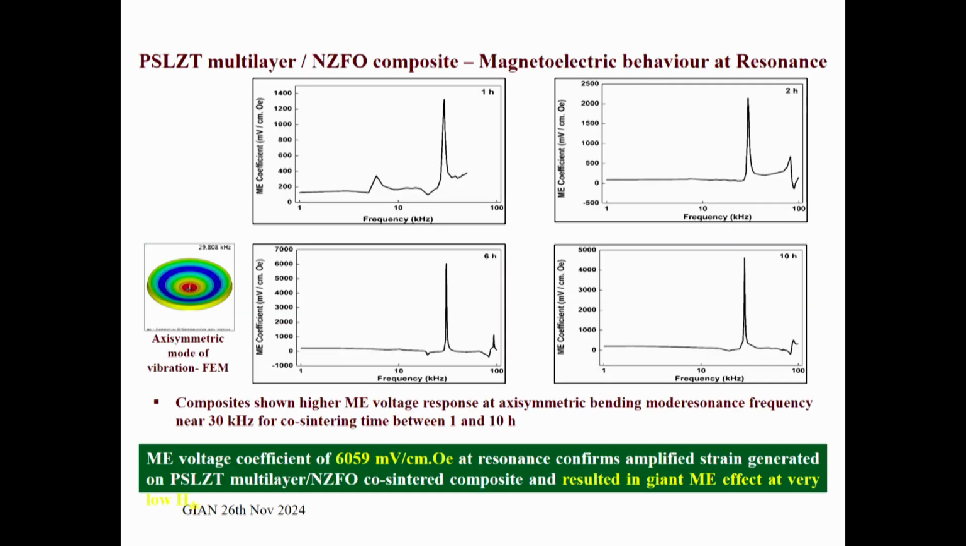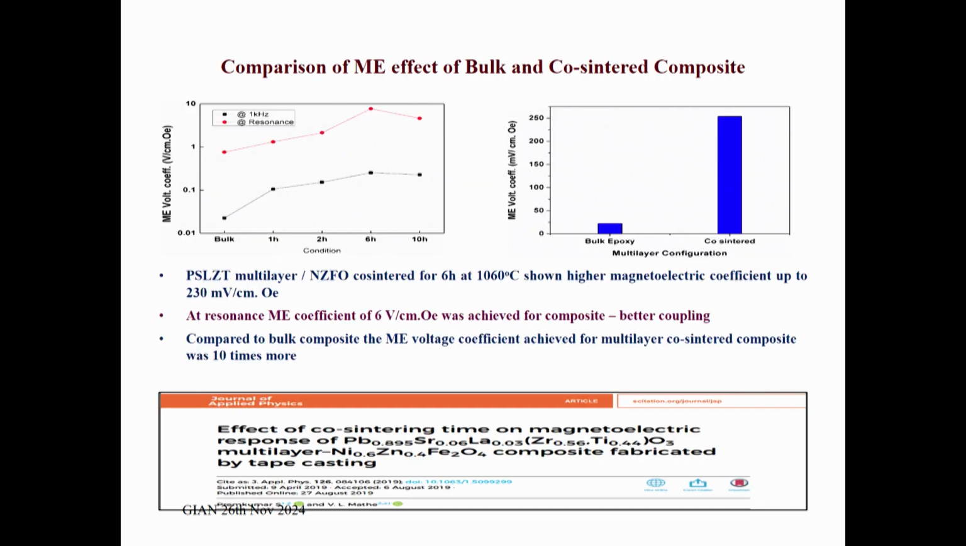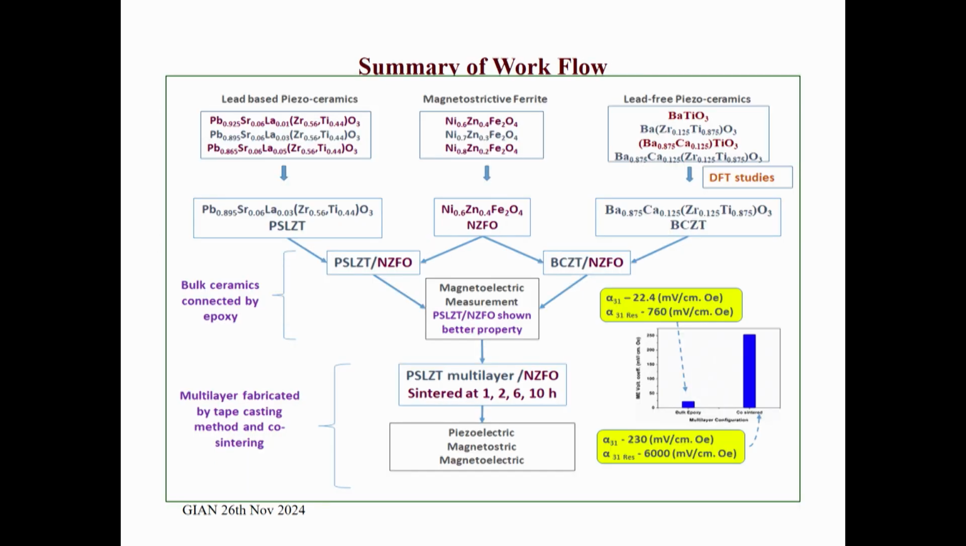So, here the axisymmetric mode was sintered at different times, and finally it gives an ME coefficient of about 6 volt per centimeter per oersted at resonance. So, these are the structures we could develop. These are laboratory made. This is the bulk, that is the particle composites, whereas these are the co-sintered composites, which give much better performance. So, this is the summary of the work we could get.